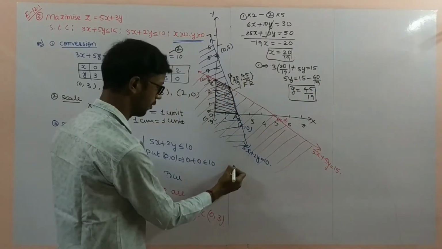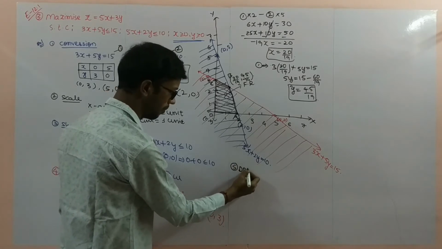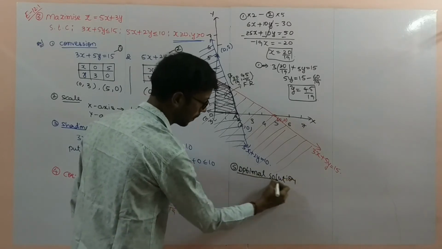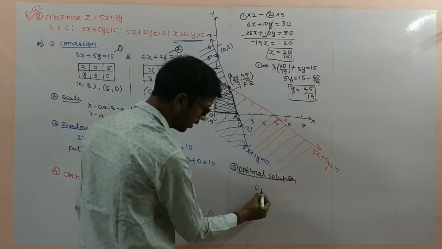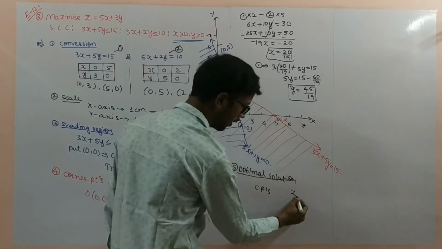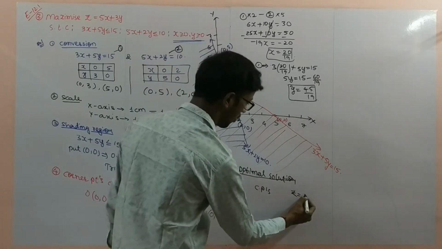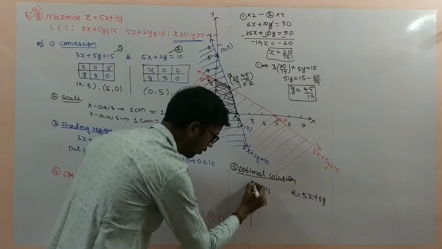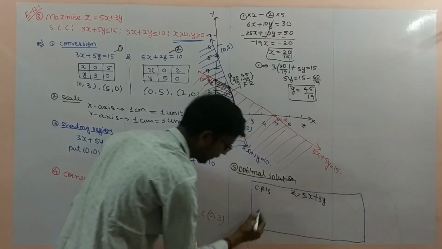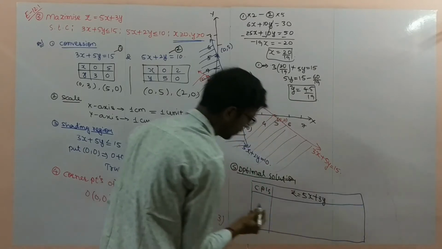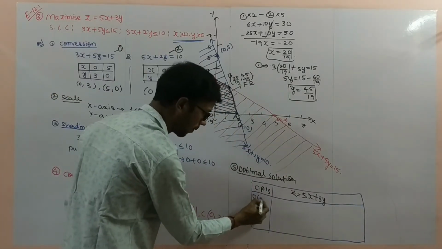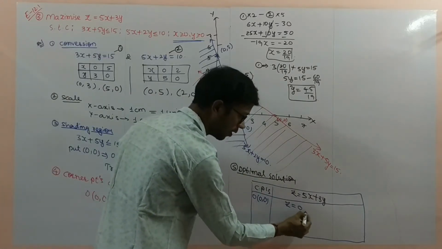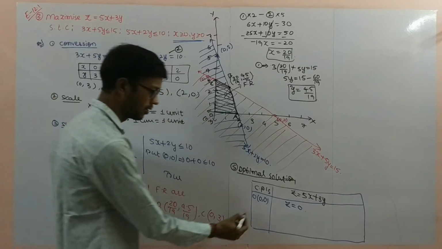Here I am writing the fifth point: optimal solution. Corner points, z equal to 5x plus 3y. So now you draw the box for this one. Corner points: 0, 0. If you substitute 0, 0, z value is 0. Next corner point is 2, 0.